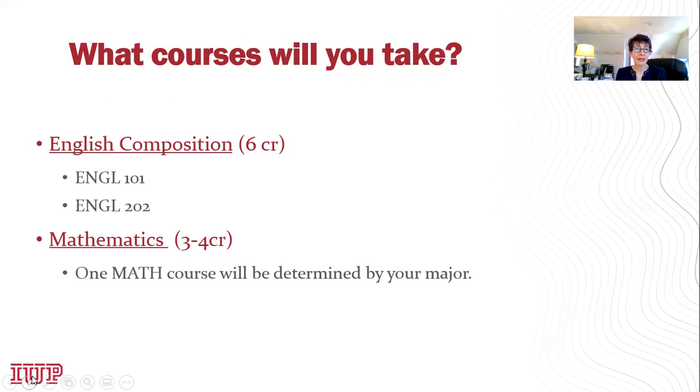So the courses that you really don't get a choice in are English and mathematics. Everybody takes English 101, which is Composition 1, and English 202, which is Composition 2. So those courses will appear on your schedule at some point, probably soon. Everybody takes at least 1 math course. Again, that course is determined by your major. Some of you will have some choice, but for the vast majority of you, your major determines which mathematics course you take.